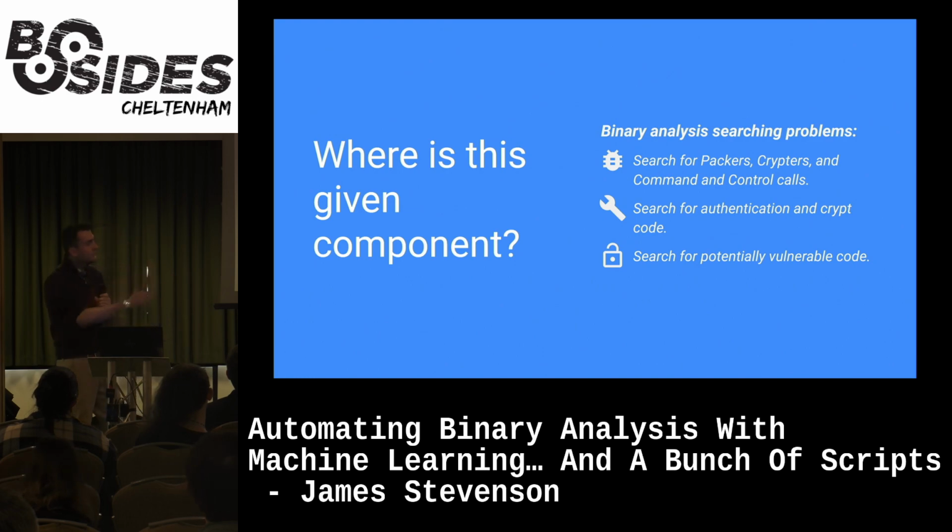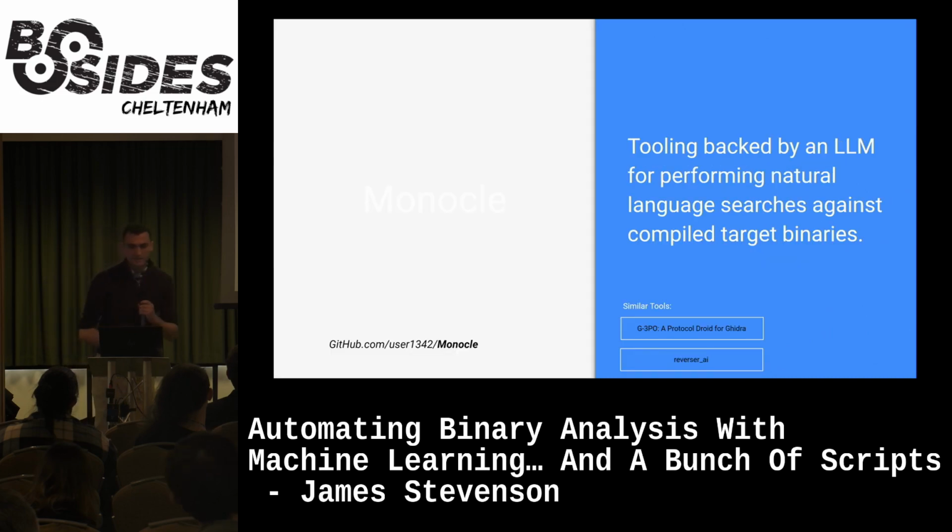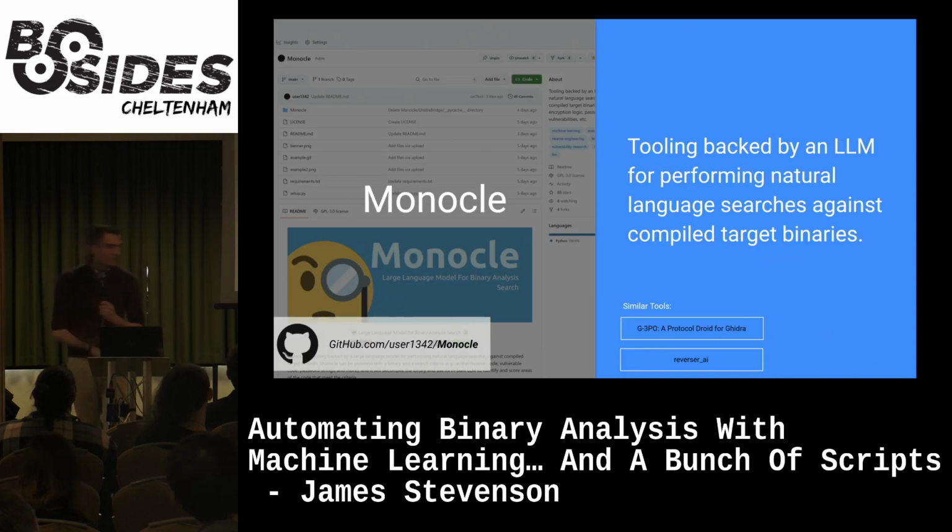The quick win, the tool that we're going to talk about now to allow us to answer this question, is a tool called Monocle. Monocle allows us to perform natural language search against a binary. So we can say, hey, take this binary and take this find criteria of command and control systems, of entry points, vulnerabilities, and go find them in that binary, all in natural language search.